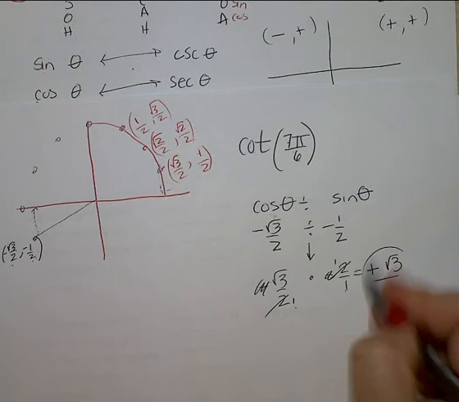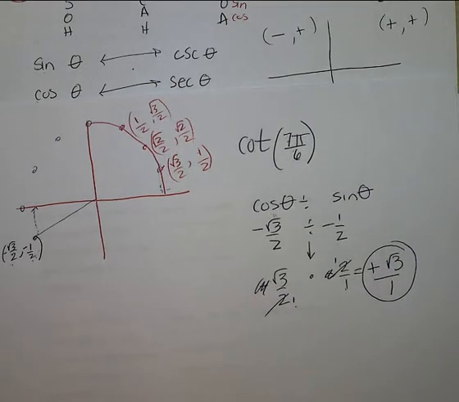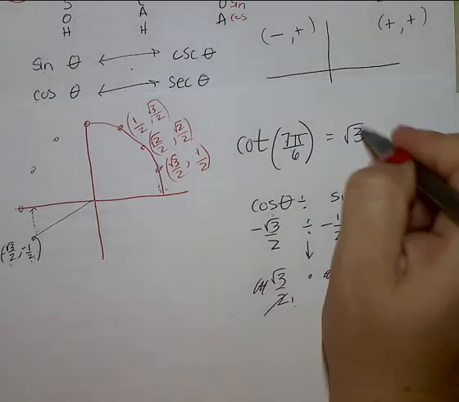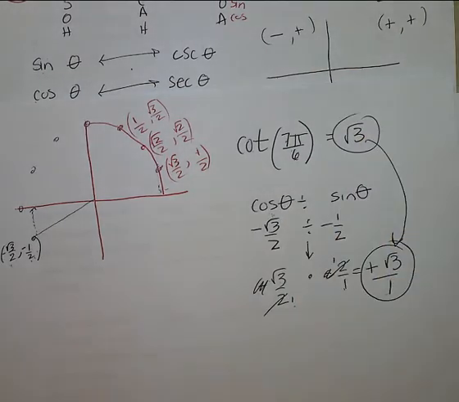This would be a legit answer. If you go, you know what, I know that radical 3 divided by 1 is just simply radical 3, that's fine as well. Either one of these is totally acceptable.